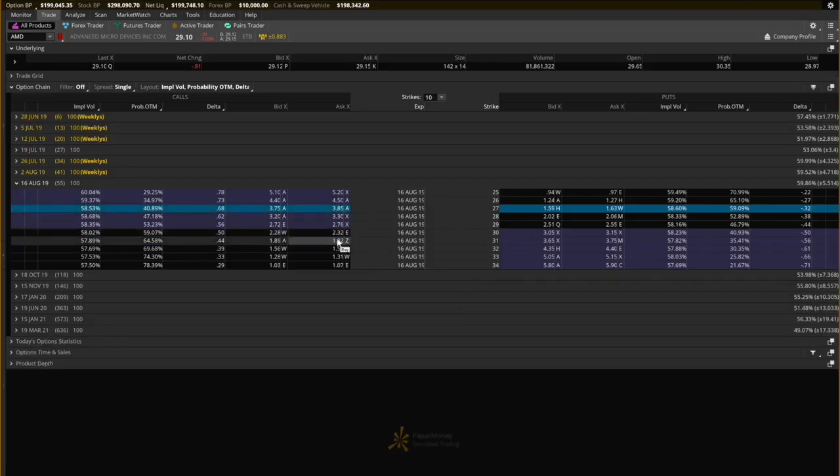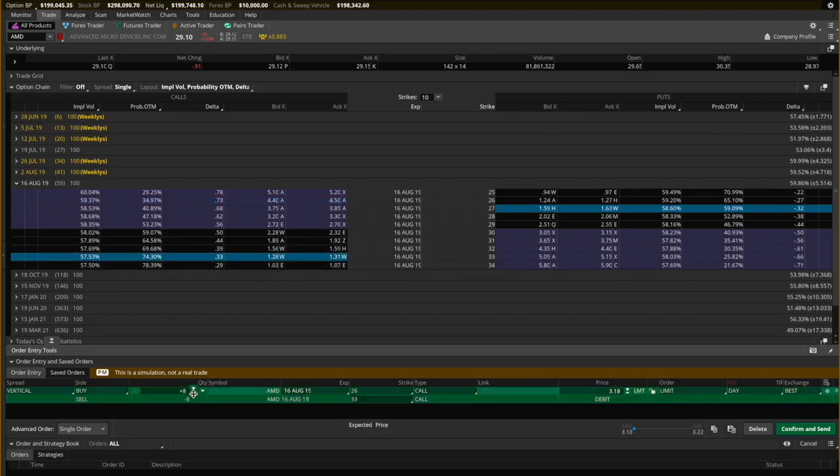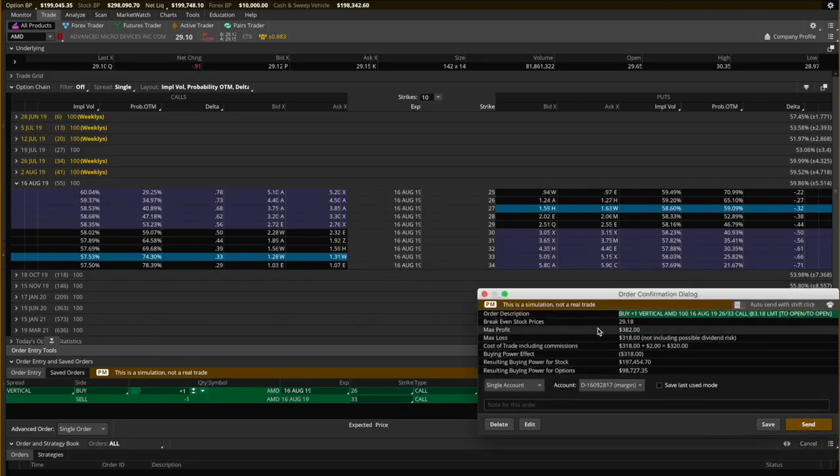So you can mess around with the different option contracts as long as you're buying the more in the money call and selling the out of the money put. No matter which one, it's going to generate different numbers. Let's say we bought a call that's further deeper in the money, and then we sold a call that's further out of the money. Let's see what those results are. If we confirm and send, see your max profit is automatically calculated at 382 and your max loss is 318 in this case.